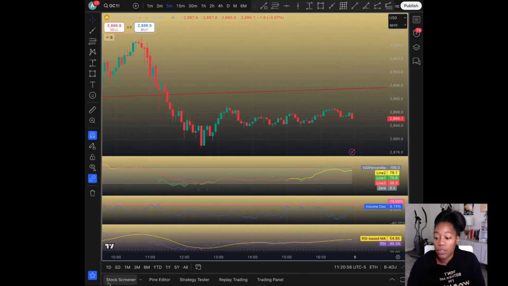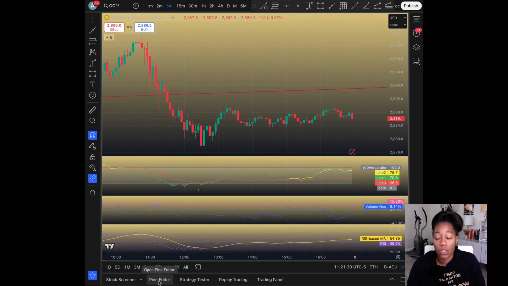Now, at the bottom of the screen, you're going to see here a stock screener, Pine editor, strategy tester, replay trading, and a trading panel. Stock screener helps you filter assets based on criteria like performance, volume, or price changes. The strategy tester allows you to backtest your trading ideas on historical data. And you don't get these tools right away, but they're great as you get more advanced.